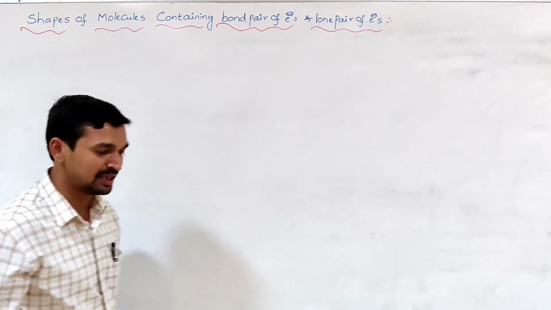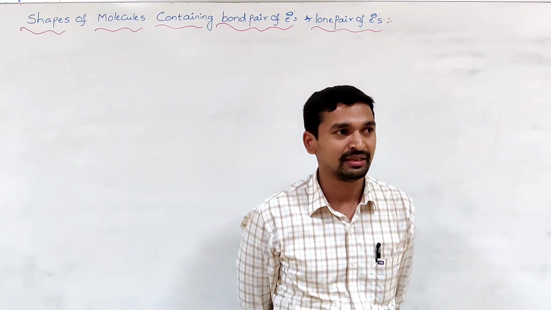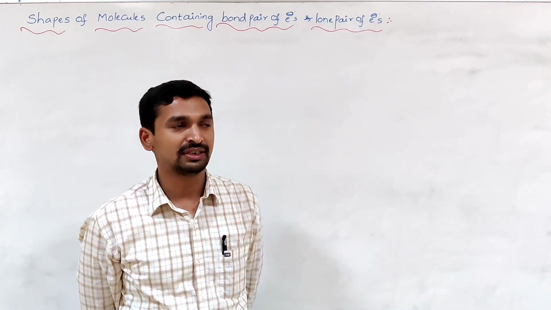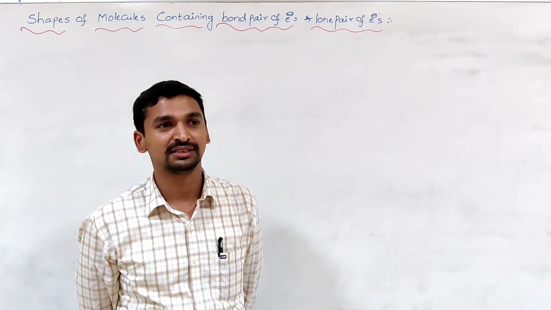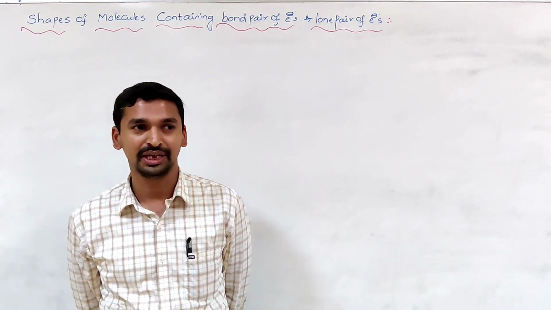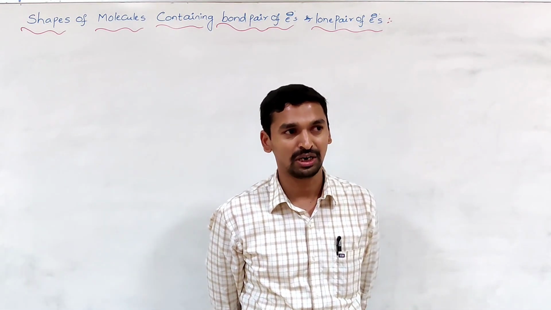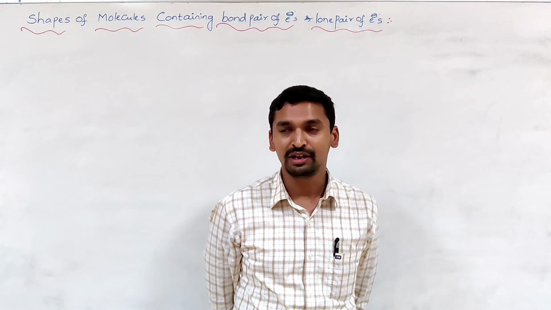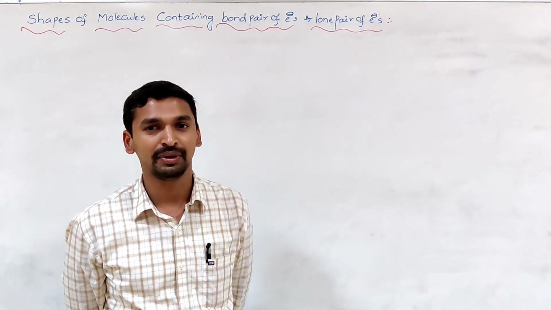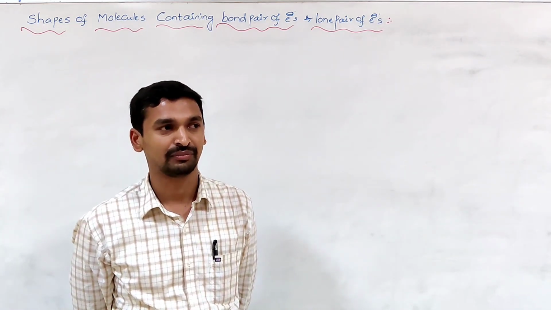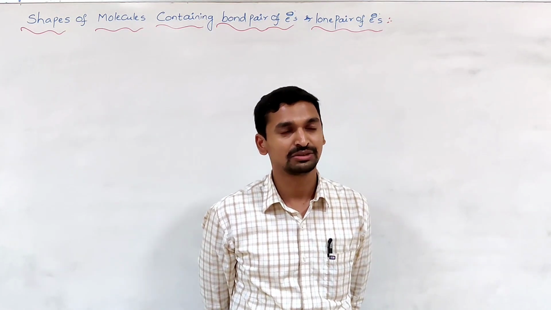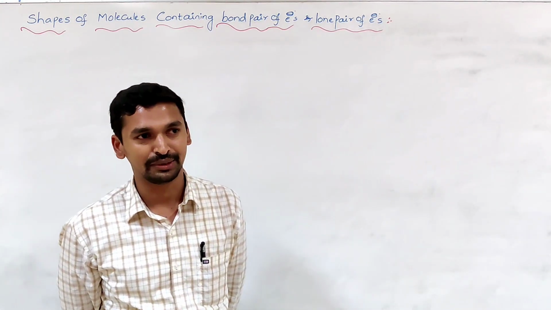Good morning, students. In the last class, we discussed the valence shell electron pair repulsion theory. First we discussed the postulates of the theory. The very important point is the geometry of a molecule, which can be determined based on the number of electron pairs around the central atom. Different numbers of electron pairs around the central atom lead to different geometries of a molecule.